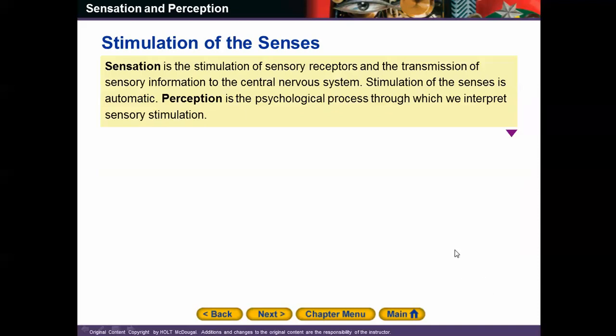Again, the definition of sensation is the stimulation of sensory receptors and the transmission of sensory information to the central nervous system. Stimulation of the senses is automatic, and perception is actually the psychological process that we interpret this sensory information from.